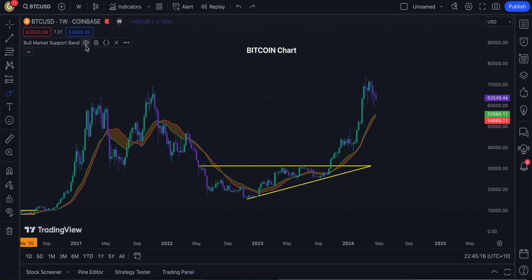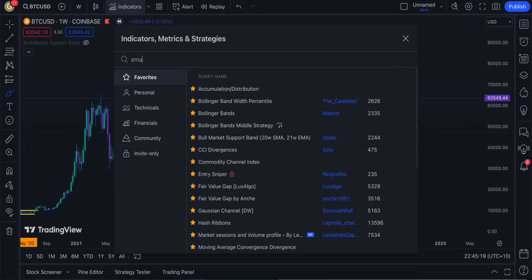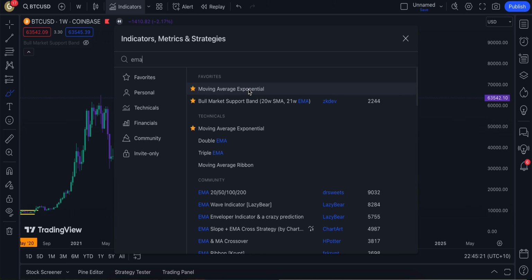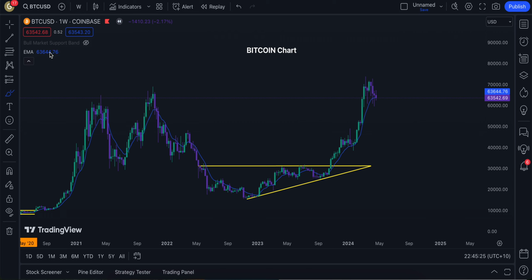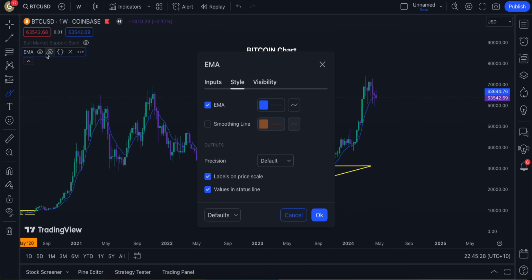The other one you can obviously use is the EMA. For me, it's a moving average exponential, so EMA. You just click on that, guys, and you can add it over on the side. Then when you click on it and come into the actual EMA, you can click the settings, or you can double click it here. You can obviously change your lines. You can add multiple in there.